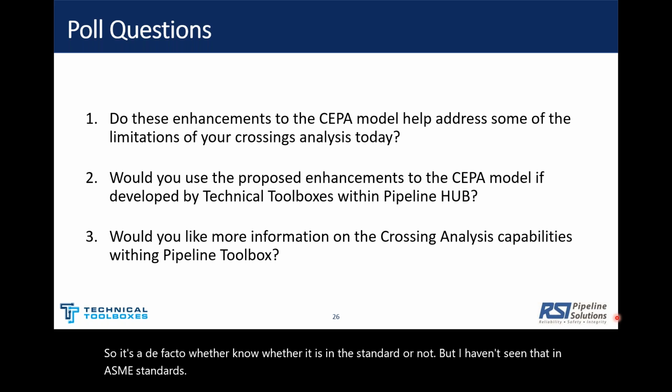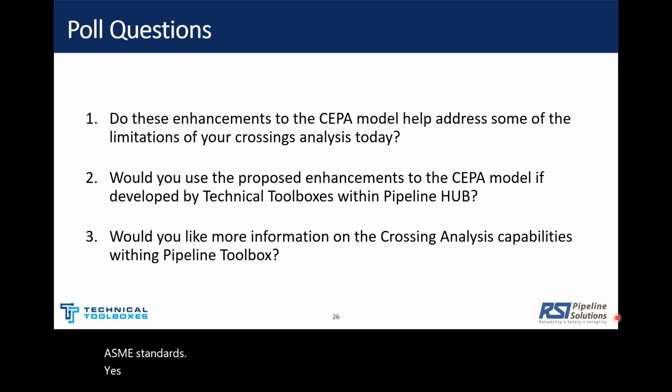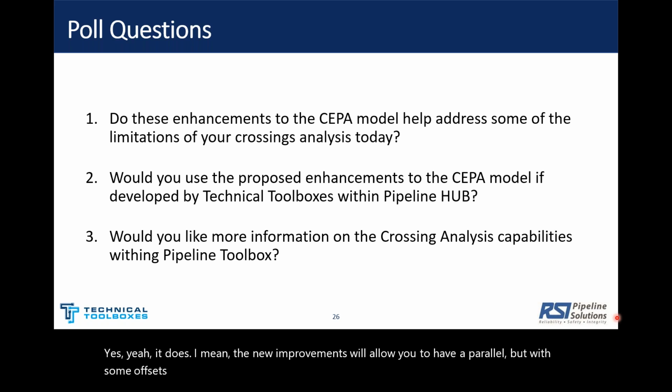Okay. Will the model still enable assessment of parallel but offset scenarios? Yes, it does. I mean, the new improvements will allow you to have a parallel but with some offset. Okay. How sensitive to the results is the crossing angle you described? Is it the same for lateral soil pressure?